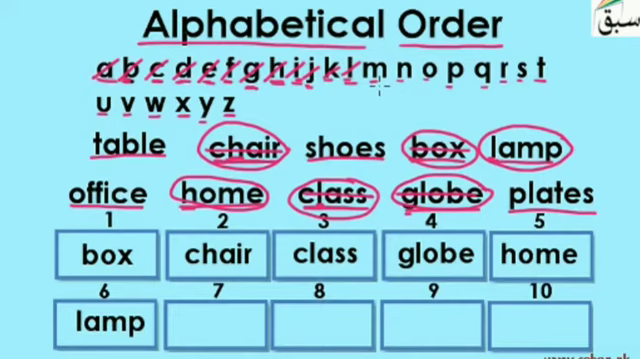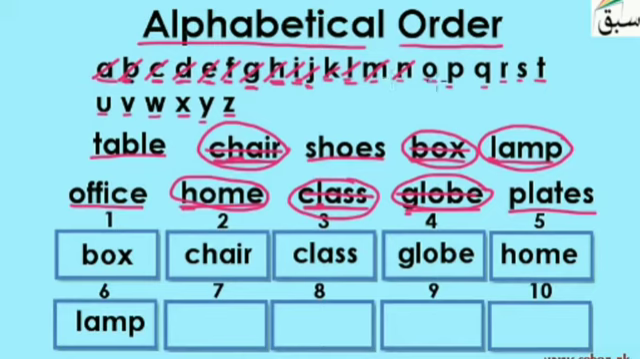Read the words again. Table, shoes, office, plates. Now there is no word from letter M. Letter N. Again read the words: table, shoes, office, plates. No word is from letter N.